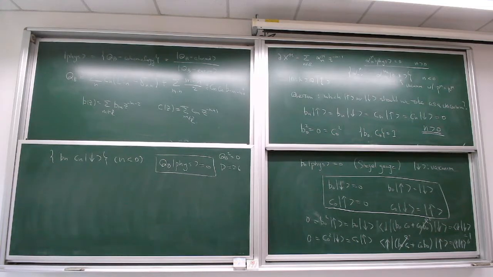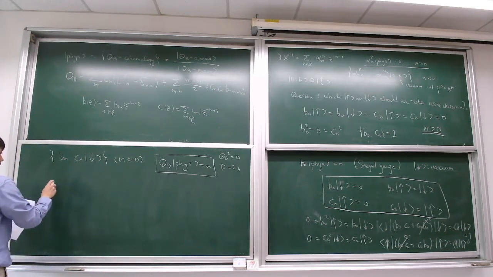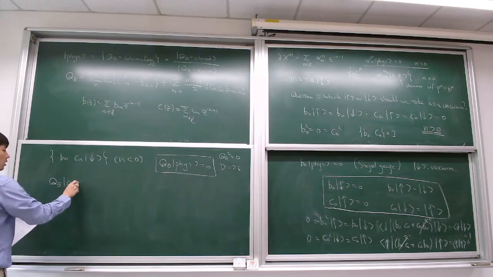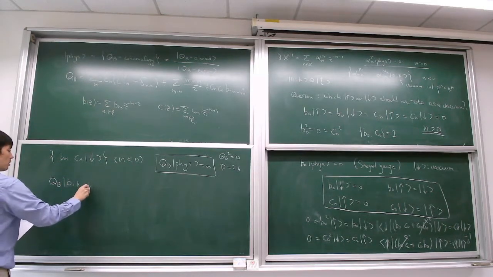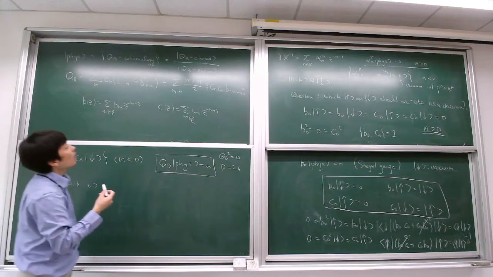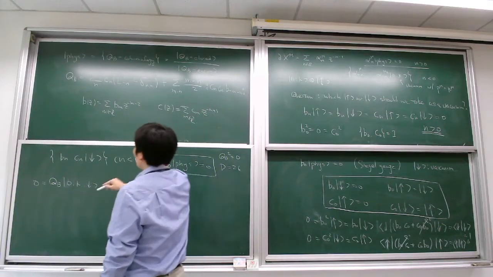Let's look step by step at whether it satisfies the condition Q_B. Take the state |0;k> and then down. This is a vacuum, so it is a physical state. It should be annihilated by the BRST charge. Let's look at how this acts on this state.